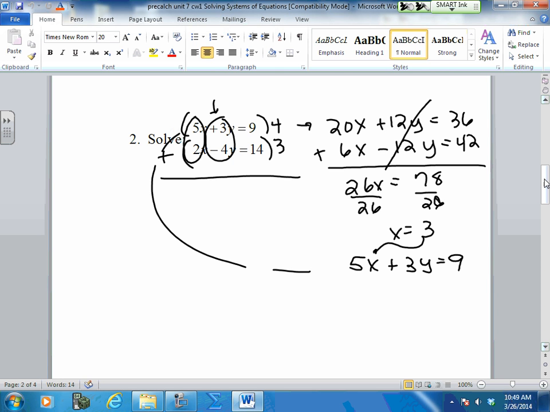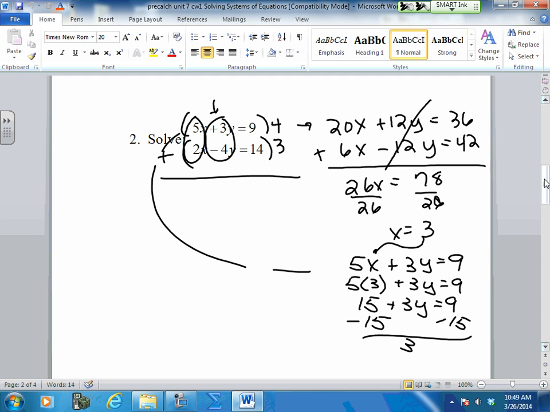I substitute this back in, because now I get rid of one variable and I only have one more to find. So 15, I subtract 15, you with me? And I divide by 3.